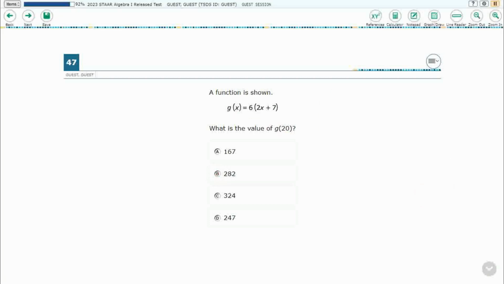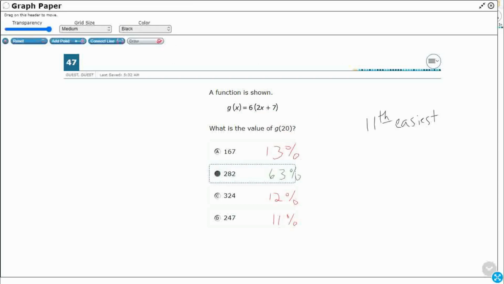282 is our answer, B. Let's see how we did across the state of Texas. So this was tied for the 11th easiest. Pretty straightforward as long as you recognize what to do here.